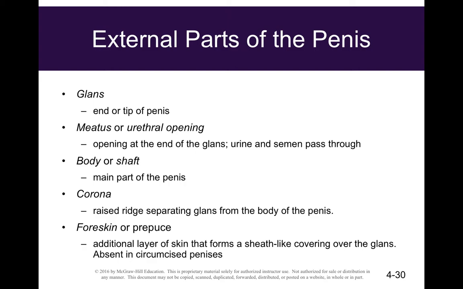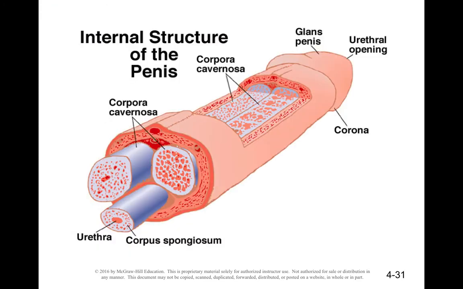Then we have the foreskin, or the prepuce, which is an additional layer of skin that forms a sheath-like covering over the glans, which is absent in circumcised penises.